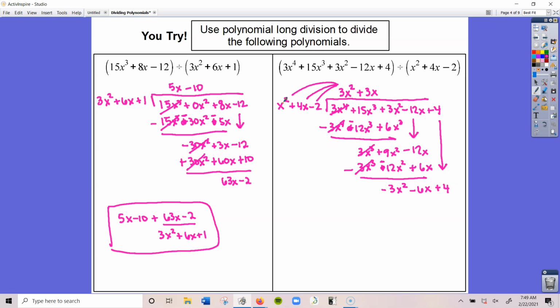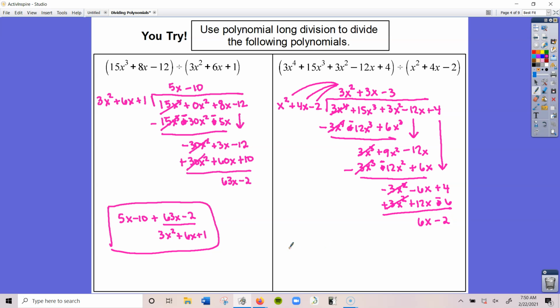Now what do we need to multiply x squared by to get negative 3x squared? That would be negative 3. So now we distribute the negative 3 to the divisor. Negative 3 times x squared is negative 3x squared. Negative 3 times 4x is negative 12x. And negative 3 times negative 2 is a positive 6. Switch all the signs. These here cancel. Negative 6x plus 12x is 6x. And 4 minus 6 is negative 2. So this would be my remainder.